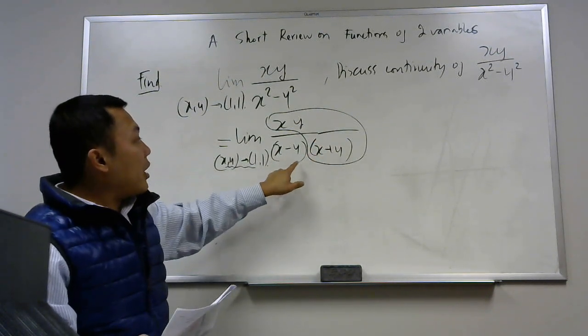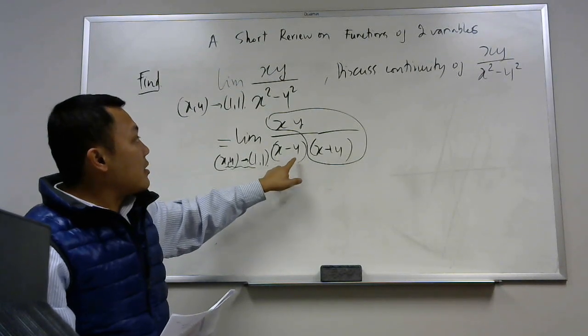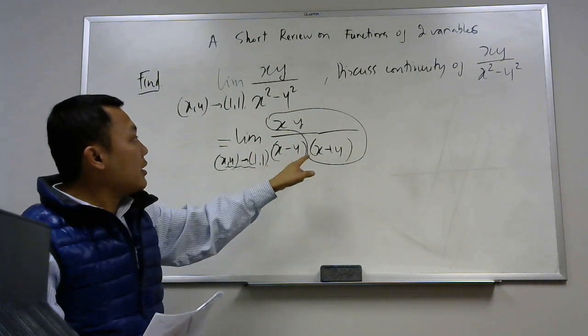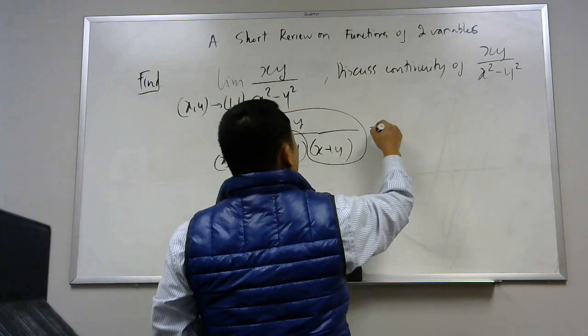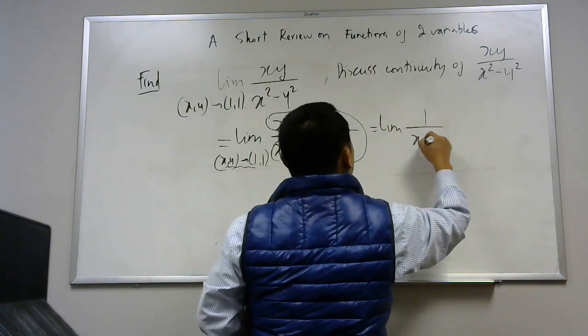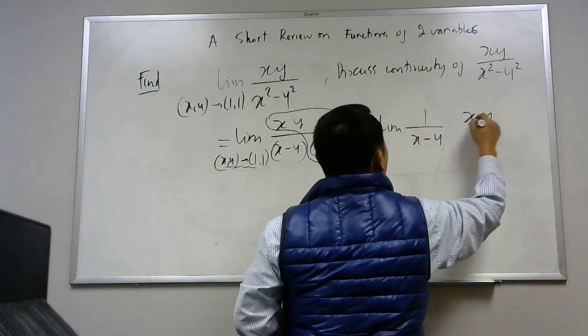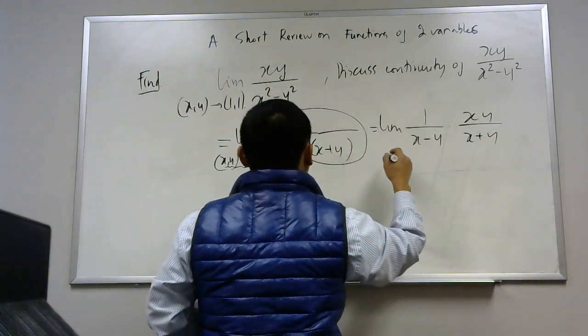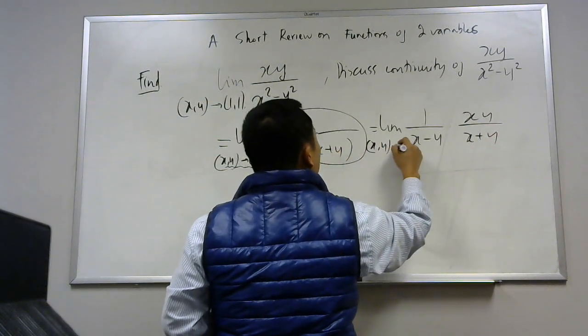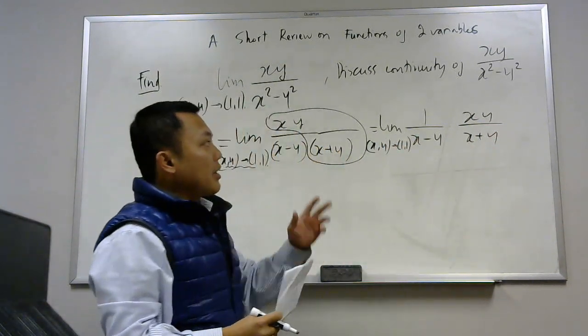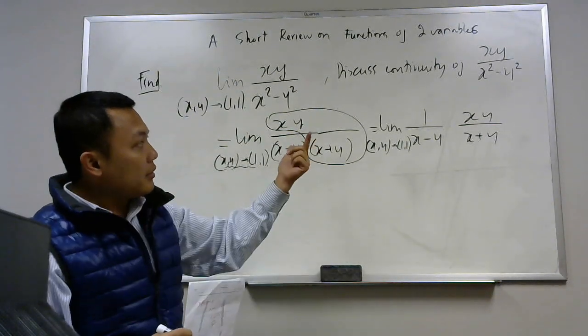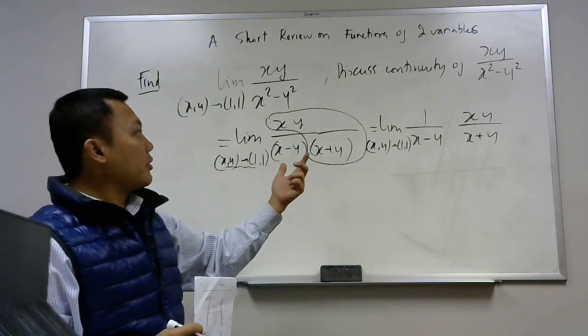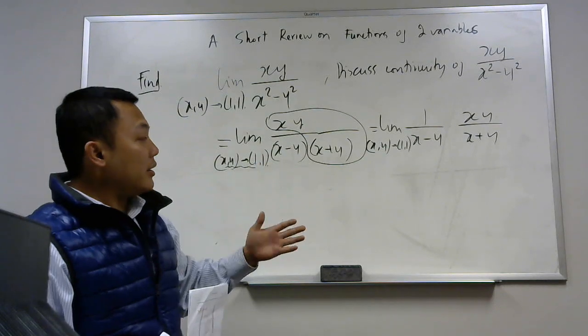So the only part affecting the existence of this limit is 1 over x minus y. So I can say that it's the limit of 1 over x minus y, and then here is xy over x plus y, as (x, y) approaches (1, 1). I just separate this function into two, split it into two functions so that we can see more clearly.